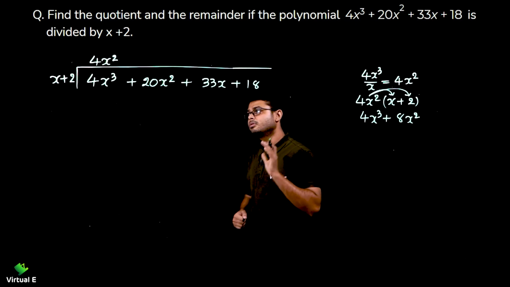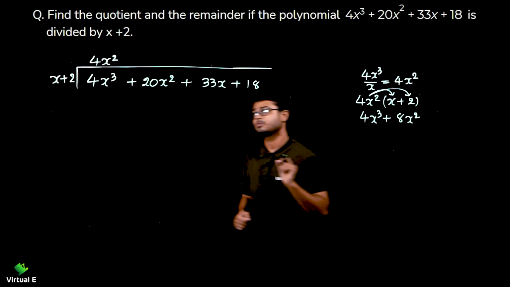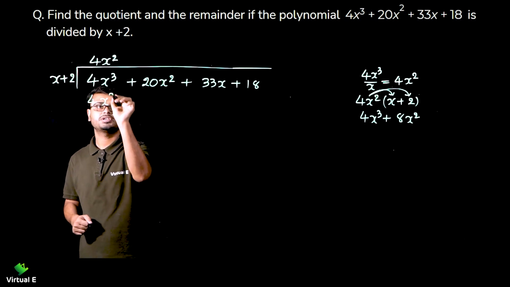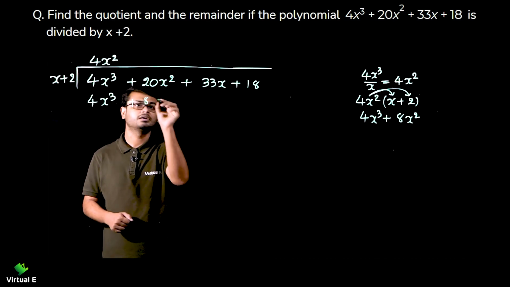Simple. Now how to write it? X cubed below x cubed and x squared below x squared. So we have 4x cubed here, 4x cubed and plus 8x square.